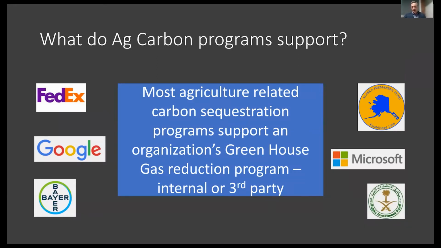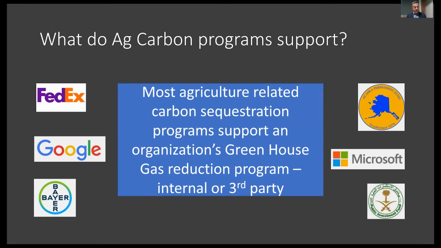What's it do? I'd say most agriculture related carbon sequestration programs are going to support some type of greenhouse reduction program for another company. It may be a larger company, but it's not necessarily the ag retail itself or the grower. More realistically, it's some type of larger external company, and that'd be like a FedEx or a Google, right? As you can imagine, FedEx consumes a lot of fuel, so they're looking to offset some of that fuel consumption. Or like a Google or a Microsoft, they use a lot of electricity, and so again, they're looking to offset some of that consumption.